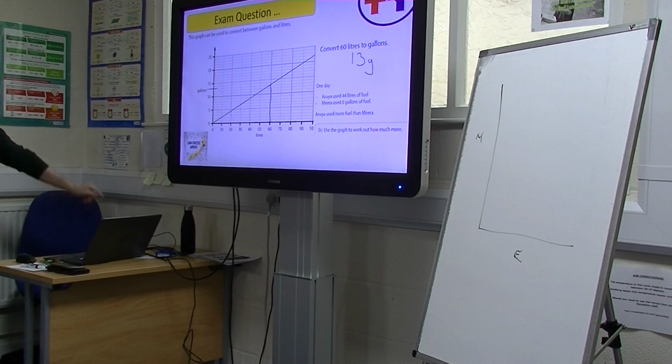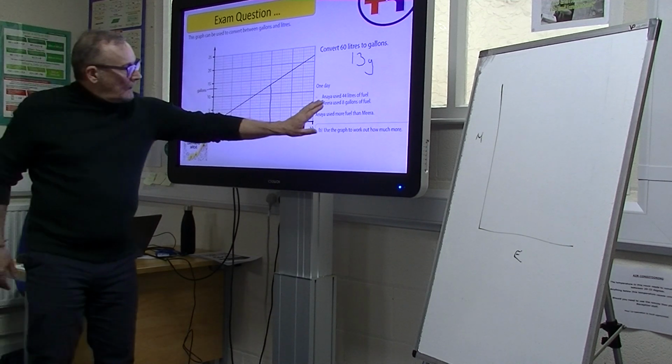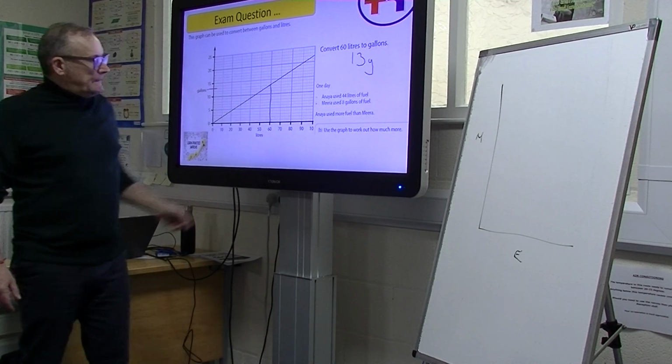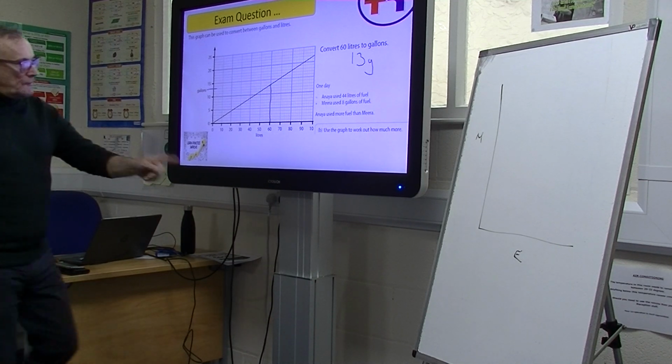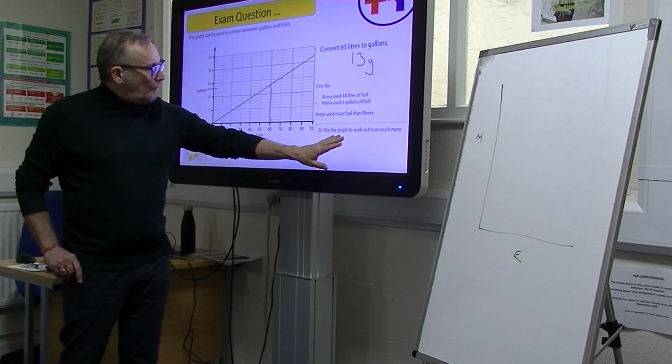And then we've got the question here. One day, Anya used 44 litres of fuel, but Mira used 8 gallons of fuel. Anya has used more fuel than Mira. Use the graph to work out how much more.